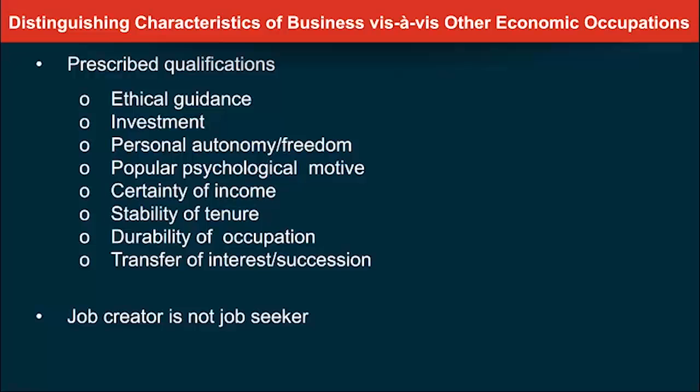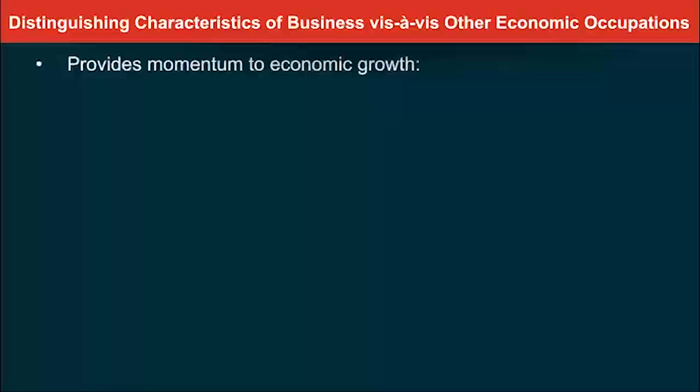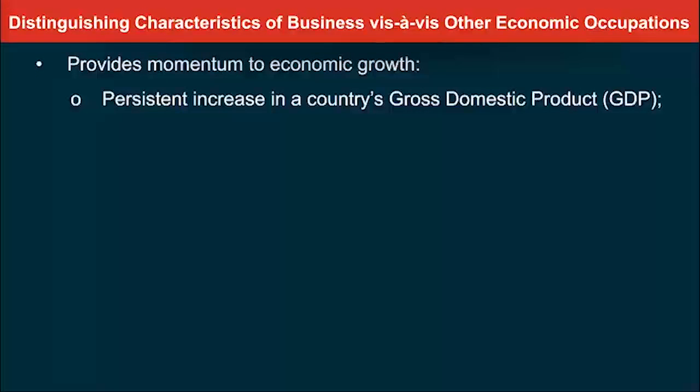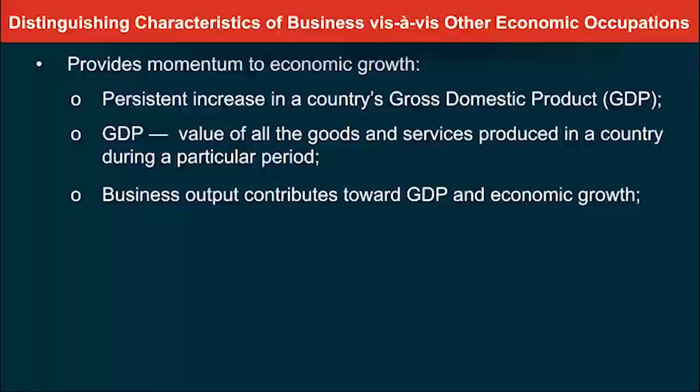One is a job creator, he is not a job seeker. The businessmen, when we talk about them, are job creators and they provide the momentum to economic growth. Why? They create new things, isn't it? So they are increasing the GDP, the gross domestic product of the country. What is GDP? GDP means the value of all the goods and services that have been produced in a country for a particular period of time. And business output contributes towards GDP and economic growth. That's why entrepreneurs are considered to be a different class of people, because they contribute directly to the economy.